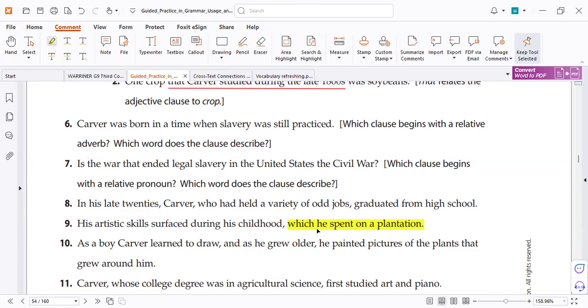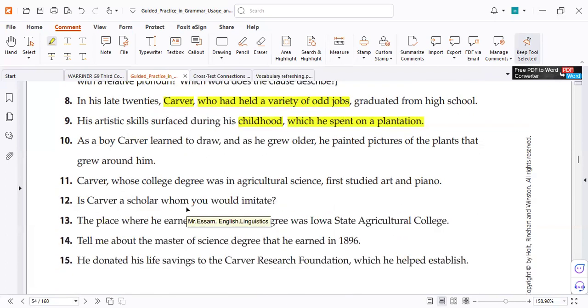Always ask yourself: what did he spend on a plantation, skills or a childhood? So we spend the childhood. So this clause modifies childhood. Like this is one clause. What does it modify? Does it modify the 20s or Carver? Who had held the variety? This person. So it must modify this person.